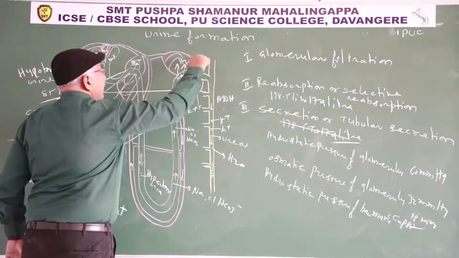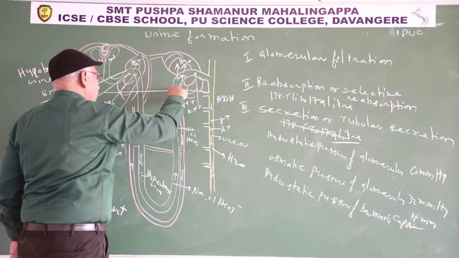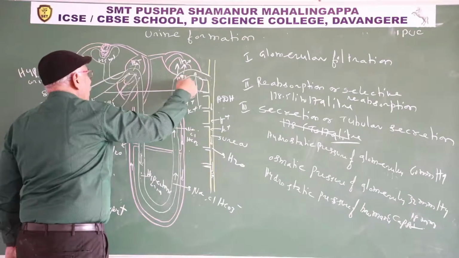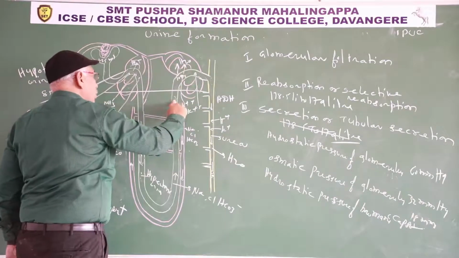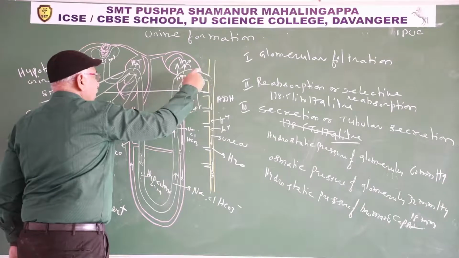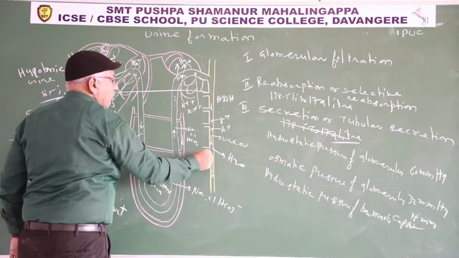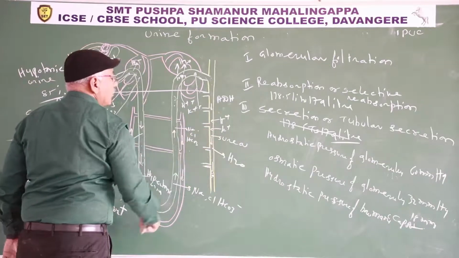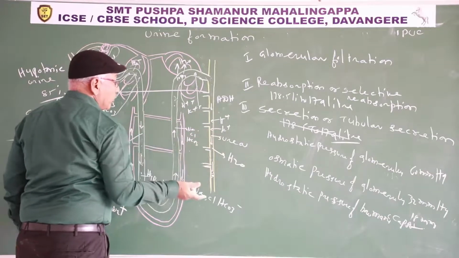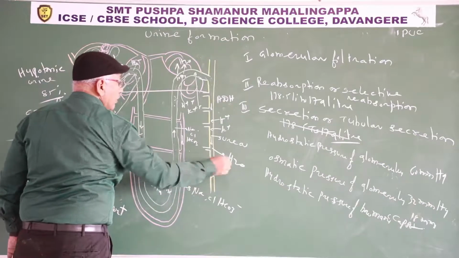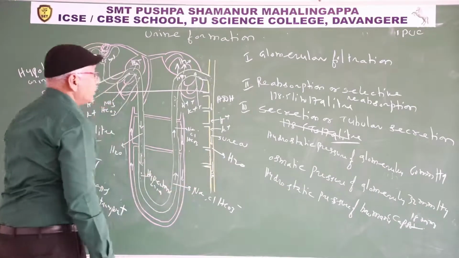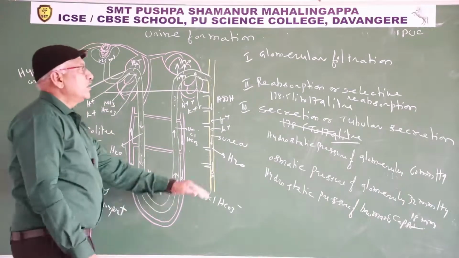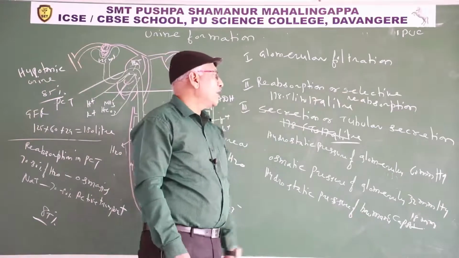So in presence of antidiuretic hormone or aldosterone, while primary urine is passing through the distal convoluted tubule, water and electrolytes are reabsorbed. So hypotonic becomes isotonic urine. While isotonic urine is passing through the straight collecting duct, in presence of hormone, water is reabsorbed. A small quantity of urea is reabsorbed. So due to loss of more water, hypertonic urine is formed in the posterior part of the straight collecting duct. So this is about reabsorption or selective reabsorption.